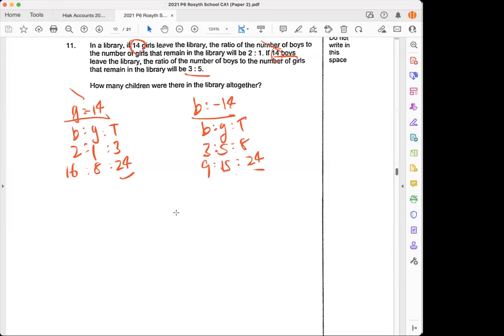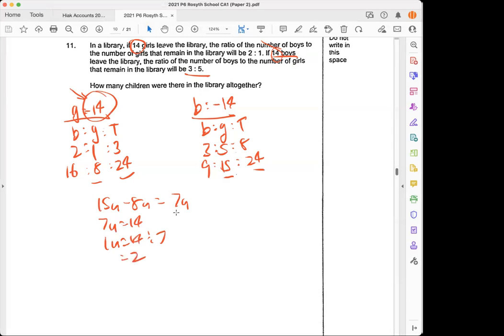Usually I'll choose the first value here, 14 girls. So I'll compare the girls from 8 units, and then over here, 15 units. In the first scenario, the number of girls remaining is 8 units because 14 girls left. In the second scenario, the number of girls that remain is 15 units because no girls left, only boys left. So the difference between 15 units and 8 units has to be equal to this 14. So this is equal to 7 units. So 7 units is equal to 14. 1 unit is equal to 14 divided by 7, you get 2.